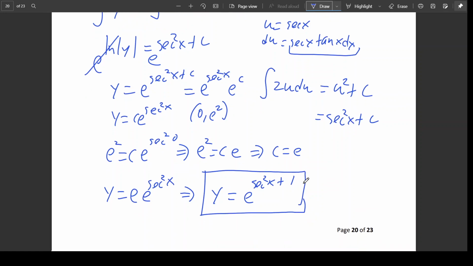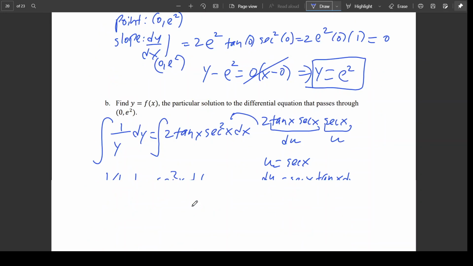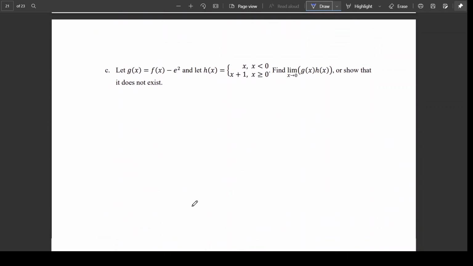Okay, that's part B. That's all they wanted, right? They wanted y equals f of x. Now in part C, we have something interesting here. Let g of x equal f of x minus e squared, and let h of x equal this piecewise function, where it's x where x is less than 0, and x plus 1 where x is greater than or equal to 0. And I want you to find the limit as x approaches 0 of this combination, g of x times h of x, or show that it does not exist.